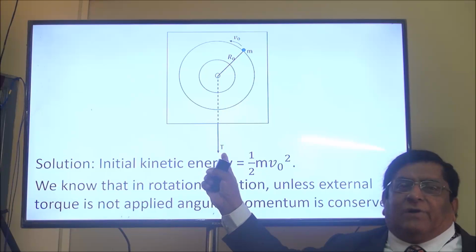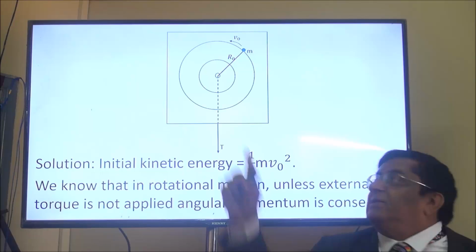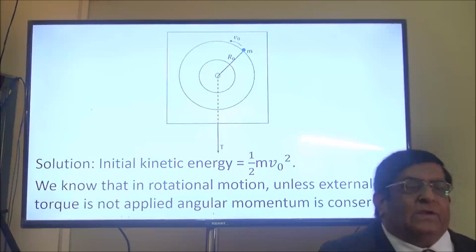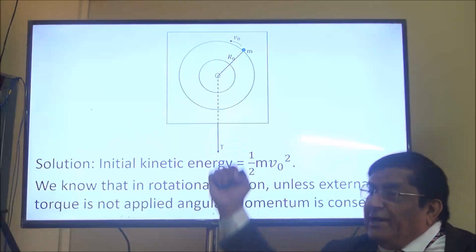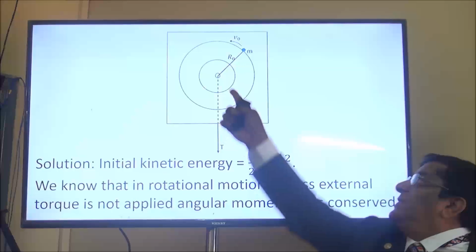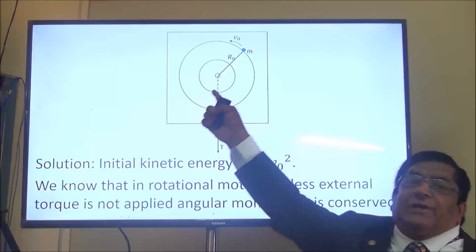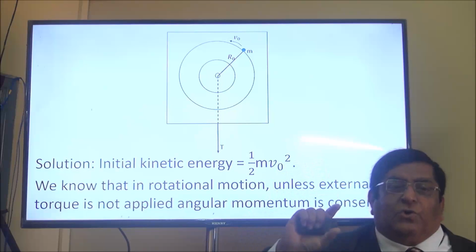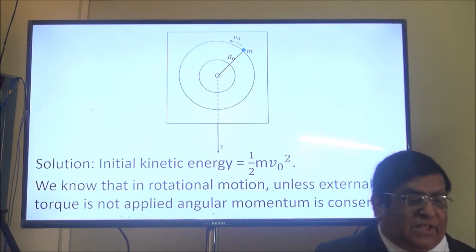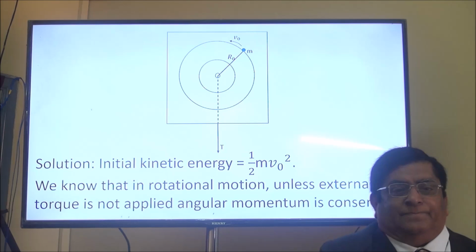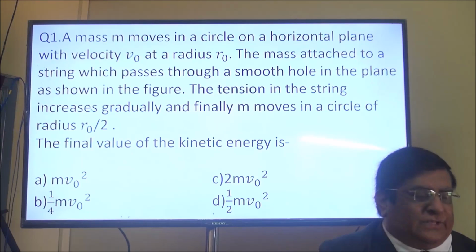Right? So now you understand who are balancing each other? Tension and centrifugal force. Now if we increase the tension, if we pull it down by increasing the tension, what will happen to this string? The length of the string will go on decreasing. So that string which had length R0 has become R0 upon 2. Right? Now you see the question.